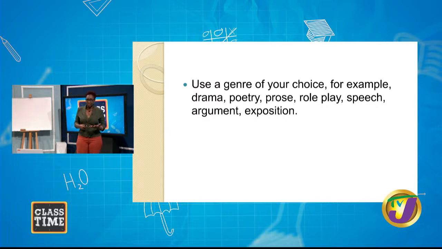So the genre that you choose can be drama. So if you're a theater arts student, that's right up your alley. If you're a literature student, right up your alley. You can do a poem. You can do prose, so you can write a story, if anything. You can choose to do a role play. You can just write a speech. You can write an argument, or you can do an expository piece.